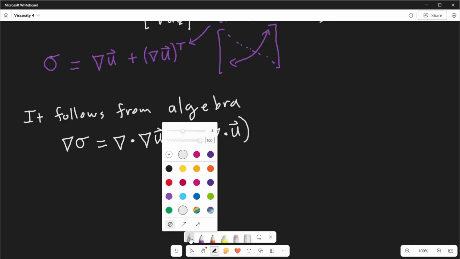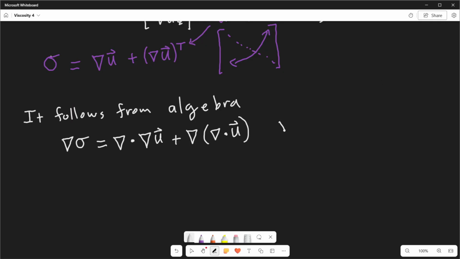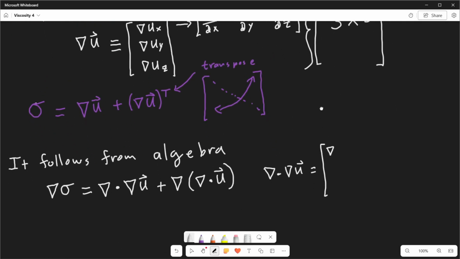To clarify a little more what this thing is, gradient dot grad u vector is going to equal the gradient dot grad ux, gradient dot grad uy, gradient dot grad uz. That's what that thing actually is.